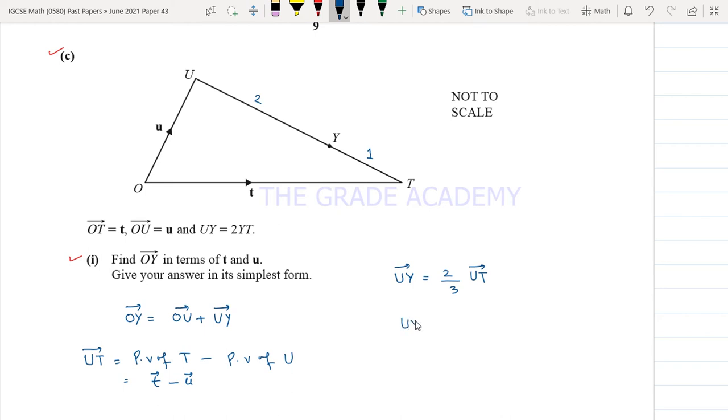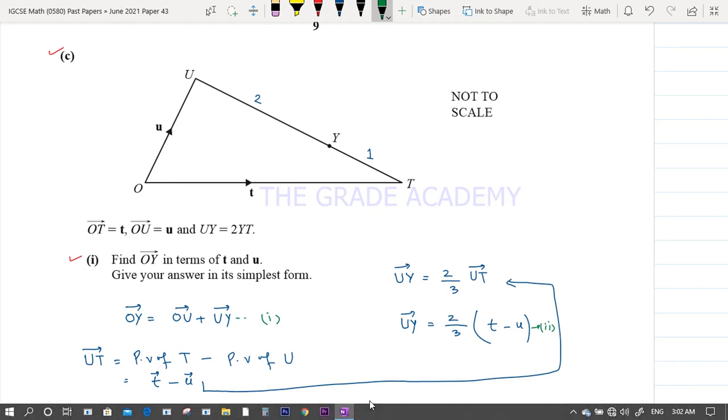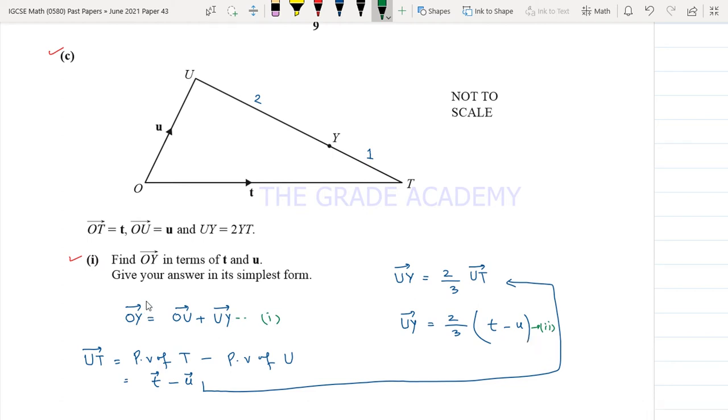Okay, so UY will be equal to 2 by 3 of T minus U. UT is T minus U. So we are putting this value of UT into this equation over here. So we get UY is equal to 2 by 3 of T minus U. Let us call this equation number 2 and this the equation 1. So now we will put equation 2 into our equation 1 to find OY.